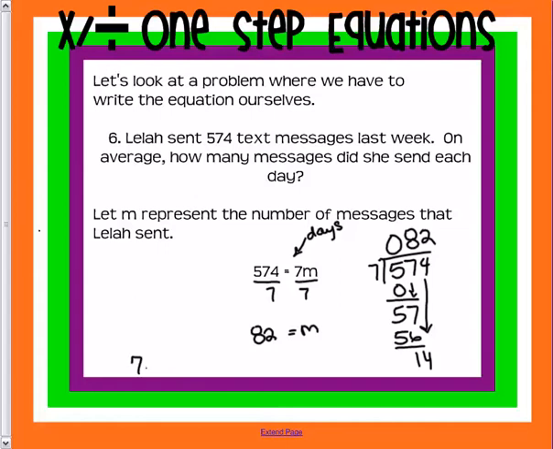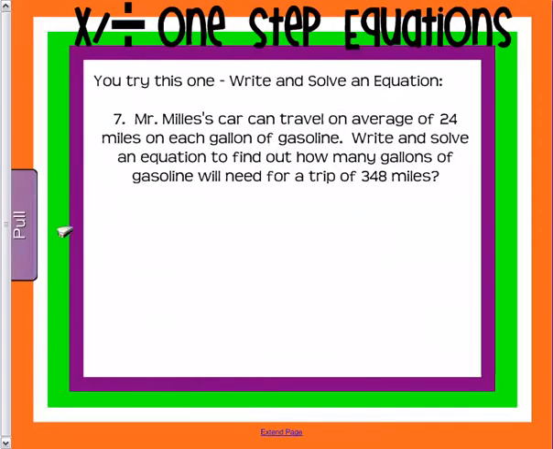And then to check my work, 7 times 82 does in fact give me 574 in my head. If I do that, 7 times 2 is 14, 56, 57 with that 1. And that's 574. In my calculator, same thing, so it checks. Okay, you try this one.